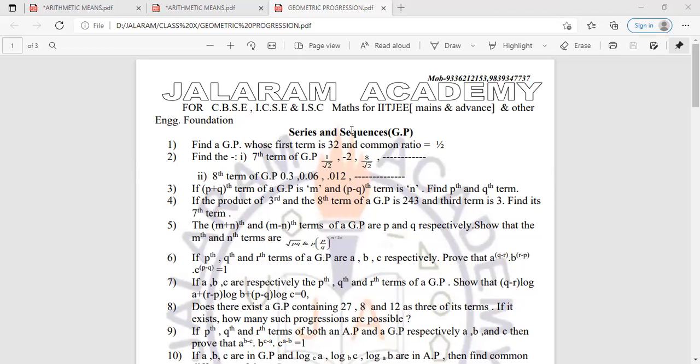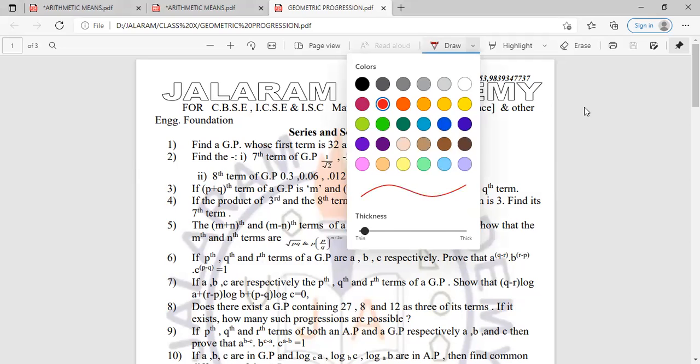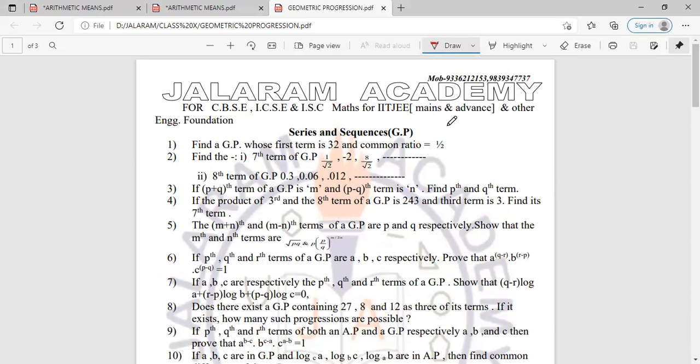Like in question number 1, find a GP whose first term is 32. How to find that GP? In this we will write A equals 32 and common ratio R equals half.